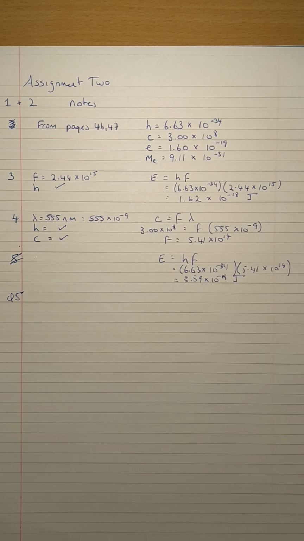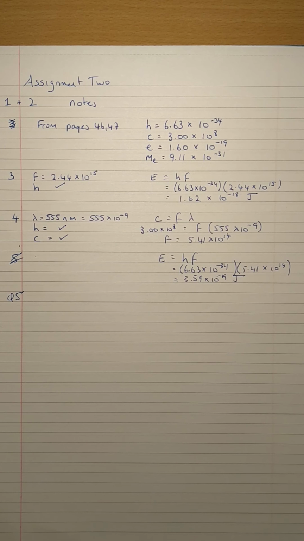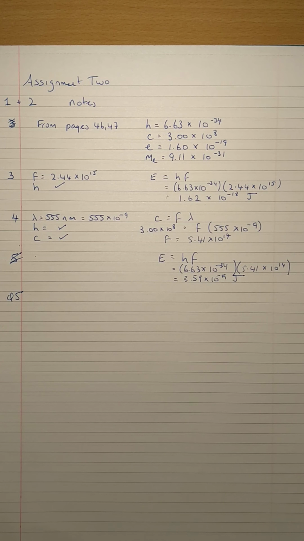So first of all, you have pages 46 to 47 open, and you need to be clear that you have on those pages H, so you always have H, you always have C, we'll be using those a lot. You have E, 1.6 by 10 to the minus 19, that's what you use to change from electron volts to joules. And you also have, and some people miss this, ME, the mass of the electron, which we need in question 6 and question 7, as we'll see.